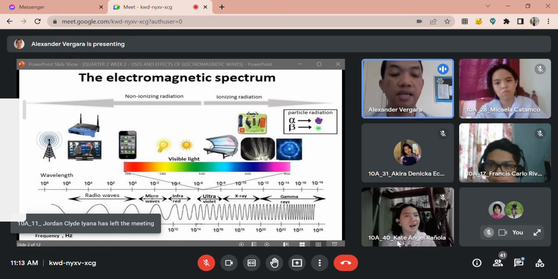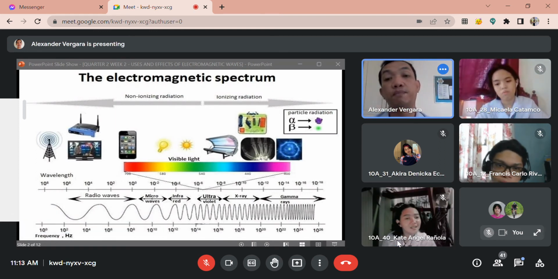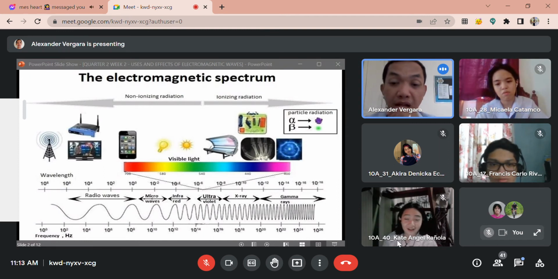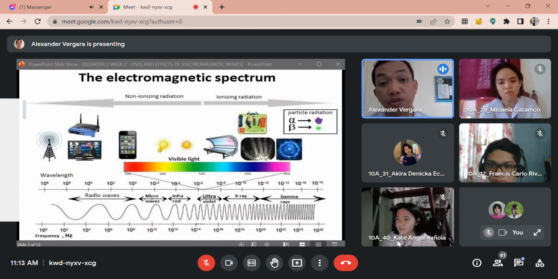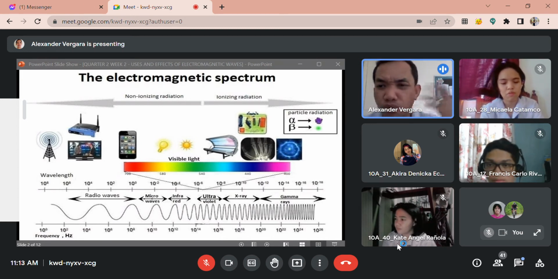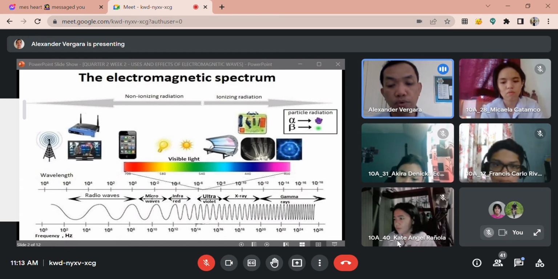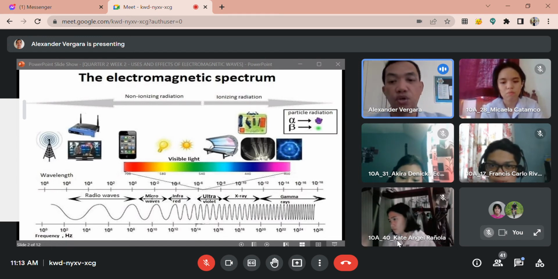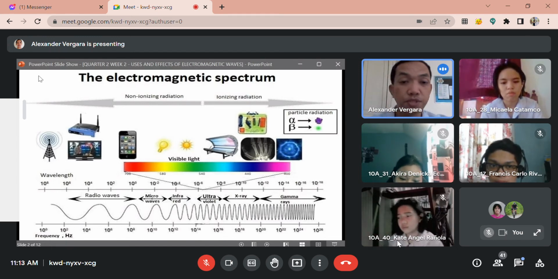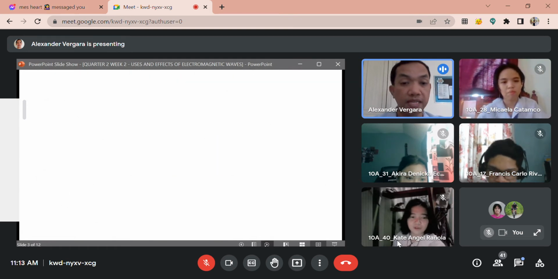So those are the beneficial and harmful effects of electromagnetic radiation. Classmates, please read up. I know that we had a long weekend last time, but this time, try to remember all the things that we had with regards to electromagnetic radiation. So we're done with electromagnetic radiation. This time, let's proceed with the computation already.